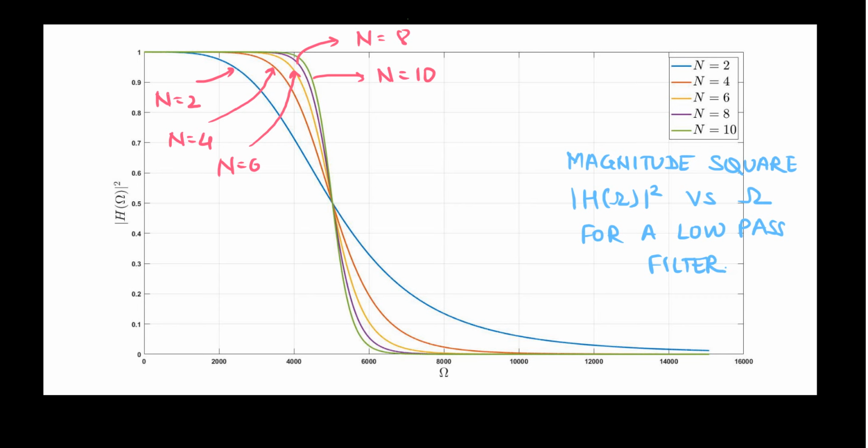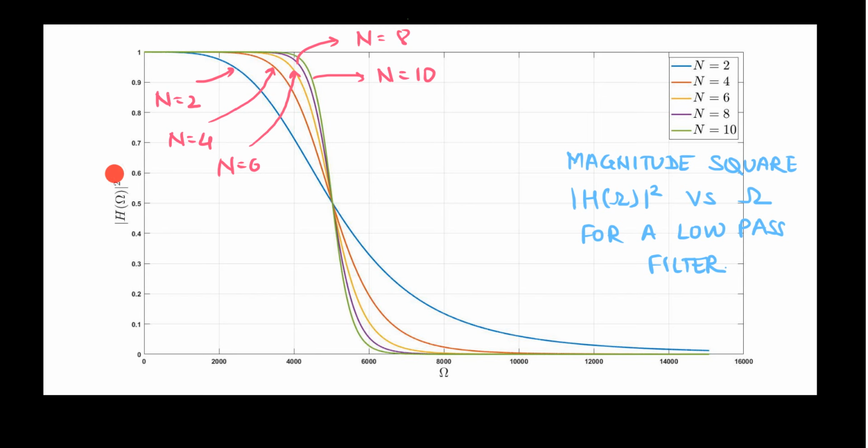Another thing that we observe is, as we increase the order, the attenuation in the pass band is reducing. That is, if we look at the plot for order n equal to 10, we can see that till the cutoff frequency, the magnitude square of the Fourier transform is quite constant, equal to 1, whereas for lower order it starts attenuating much faster.